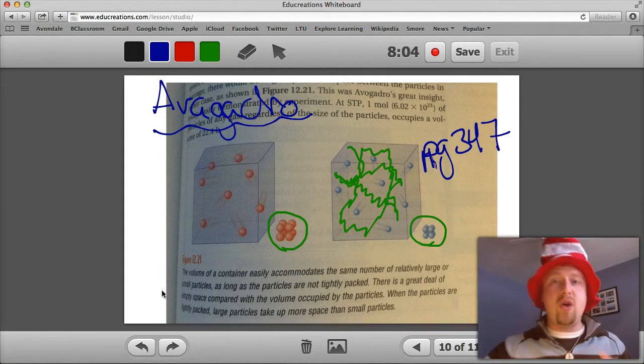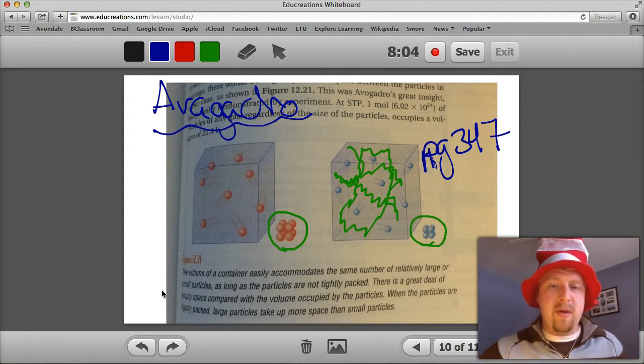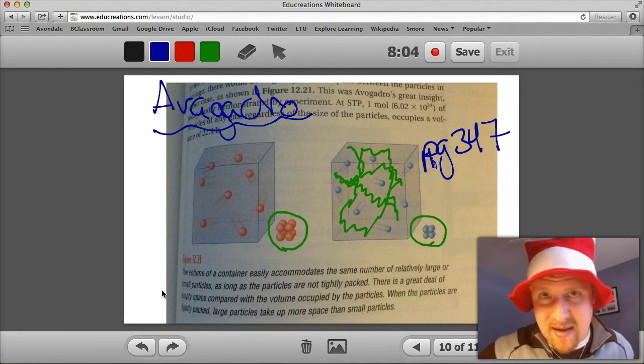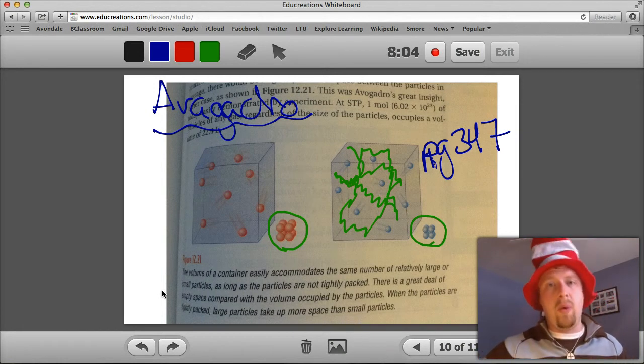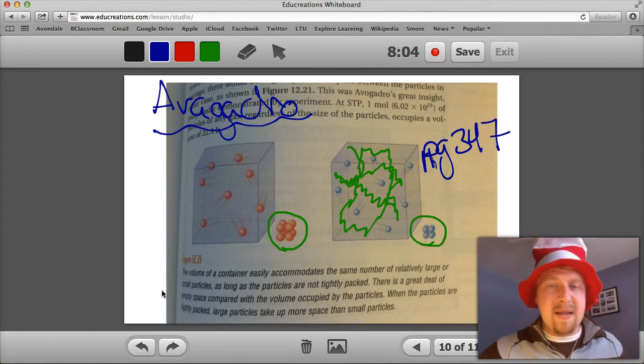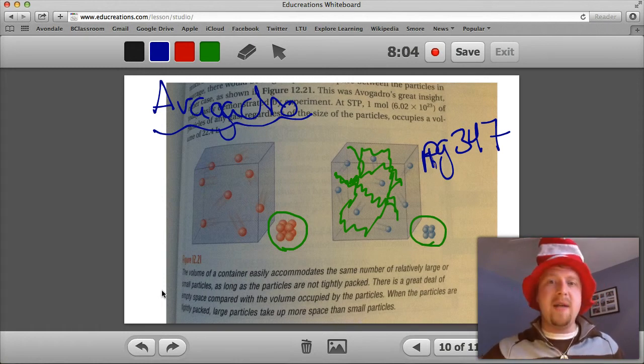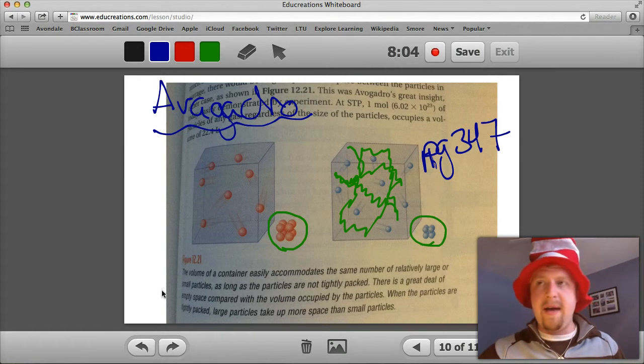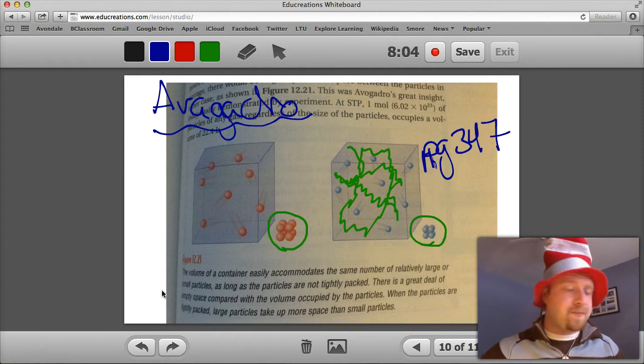All right, so there is a great deal of space compared with the volume occupied by the particles. When the particles are tightly packed, large particles take up more space than small particles. But when they're in the gaseous state, they take up an equal amount of space. So large particles, small particles, doesn't really matter so much. And because it doesn't matter which gases take up which space, they're all going to have the same kind of pressure, the same number of collisions.